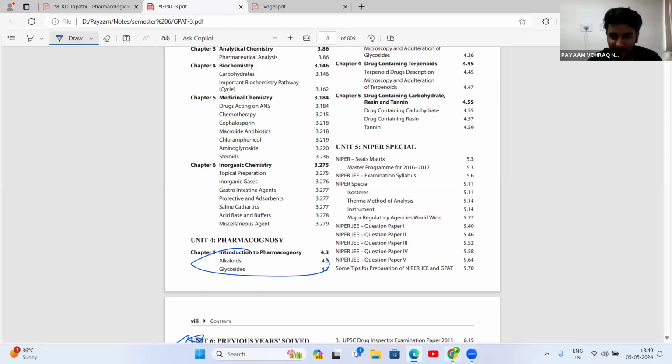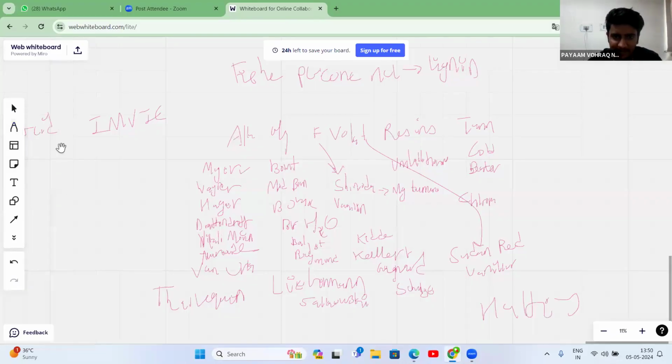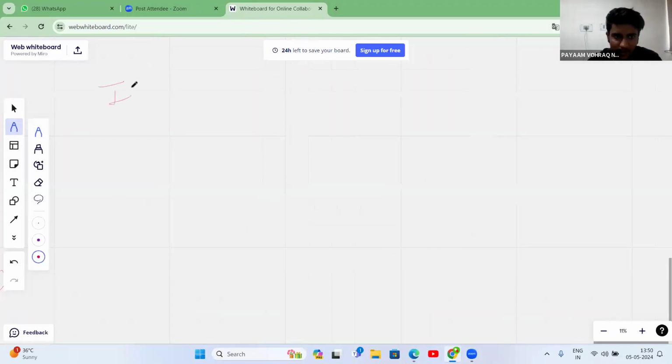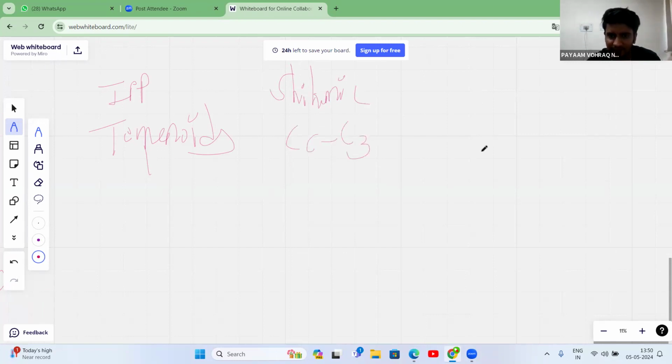Then we have shikimic acid, chorismic acid pathway, acetate mevalonate pathway. So here you have isoprene units formed, which are terpenoids, hemiterpenes, monoterpenes, sesquiterpenes. All the volatile oils are what kind of terpenoids? Yes, very good. C6-C3 is the basic skeleton of shikimic acid. C5H8 is the formula of terpene. Shabash.